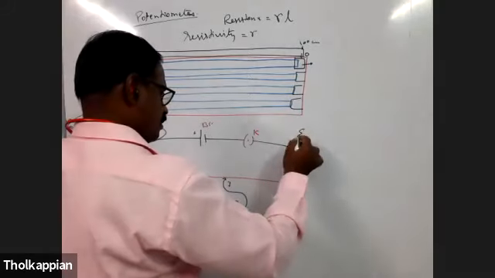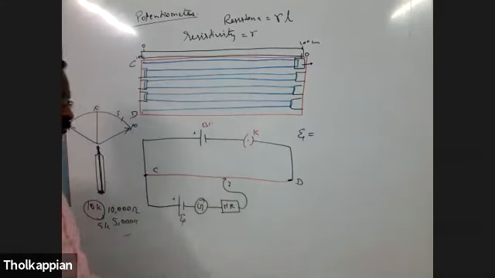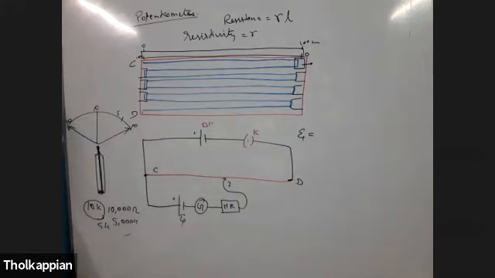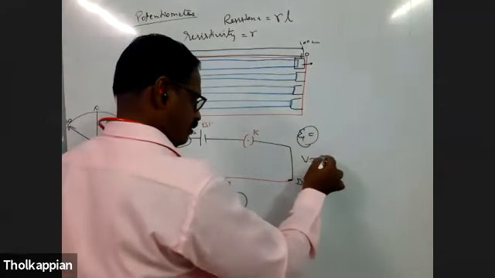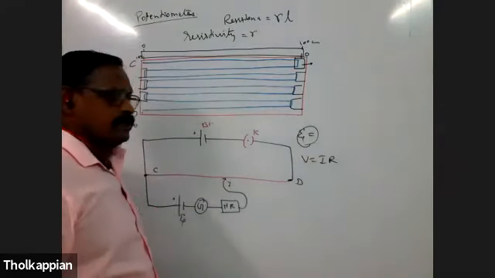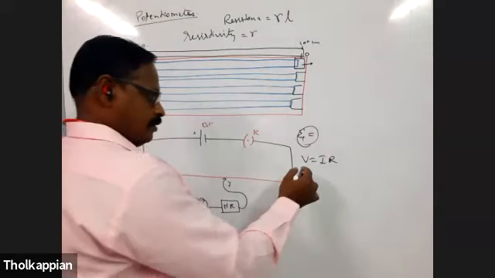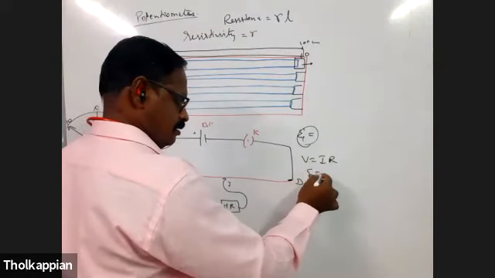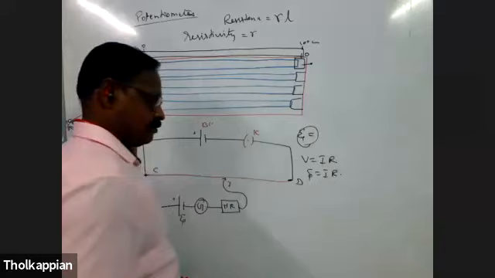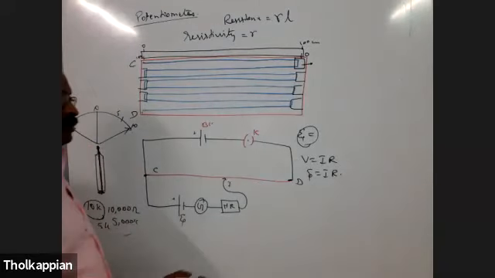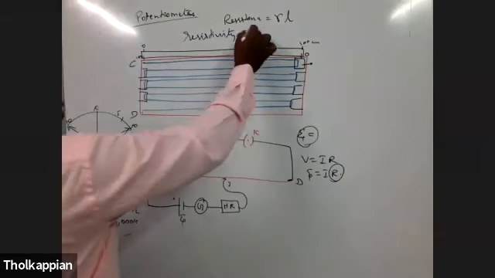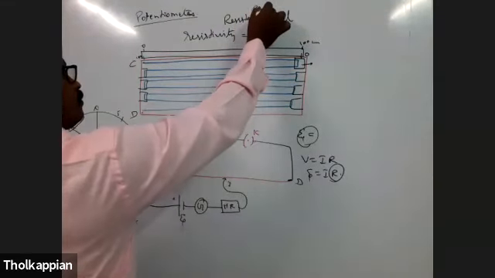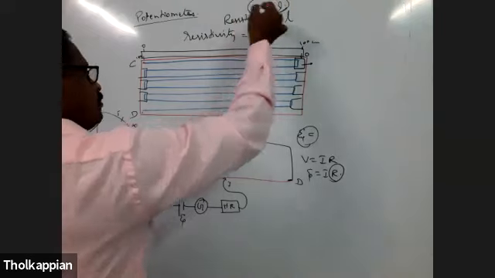You know that E is equal to IR, that is V, potential V. E means V. V is equal to IR. This is the formula. Instead of V, you can write E is equal to I into R. R is resistance. So the resistance R is equal to resistivity into length.